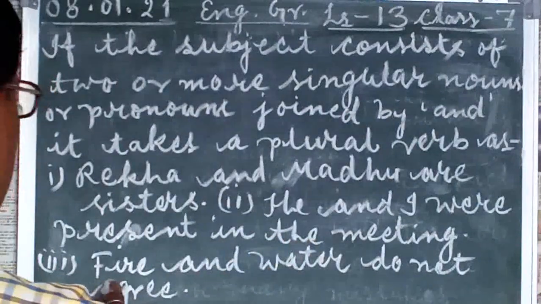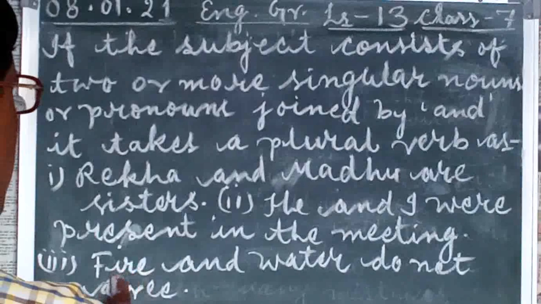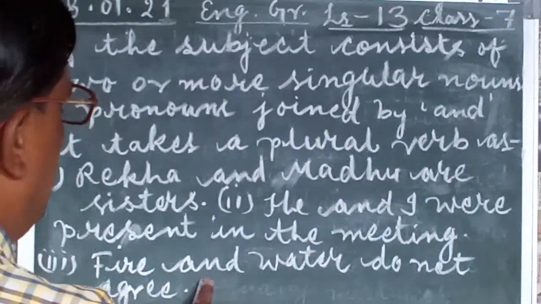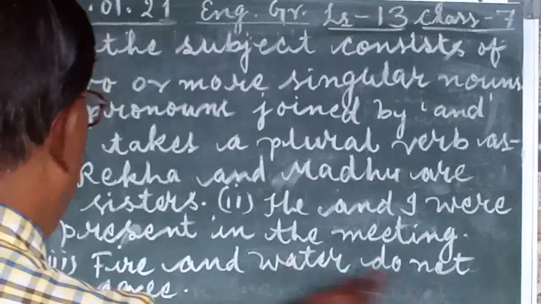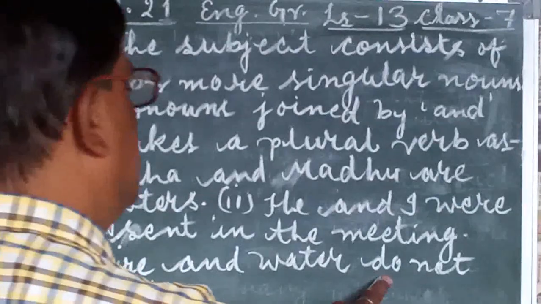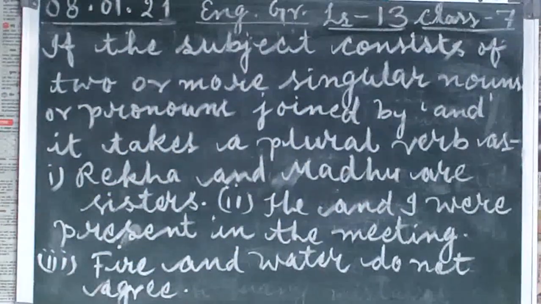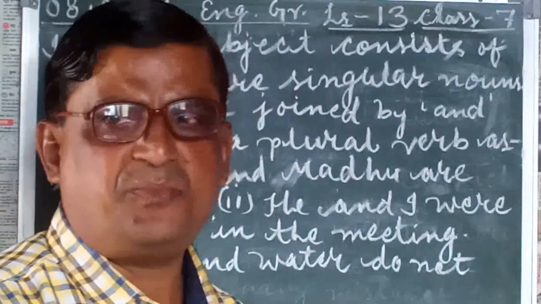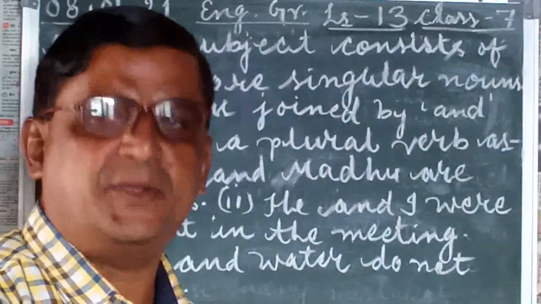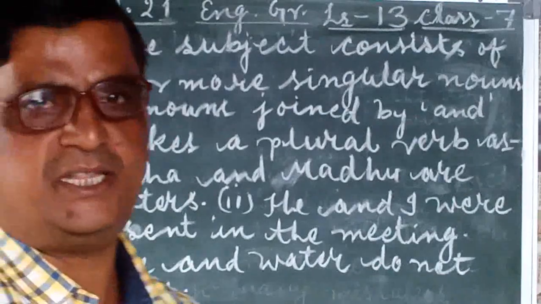And the third: fire and water do not agree. Fire is singular, water is also singular, but they are joined by and, so the helping verb do is used, not does. So students, I am taking only three rules, and this is most important for you to understand, so I am not taking more than this. I hope you are able to understand, and we will meet you in the next lecture. Till then, goodbye.